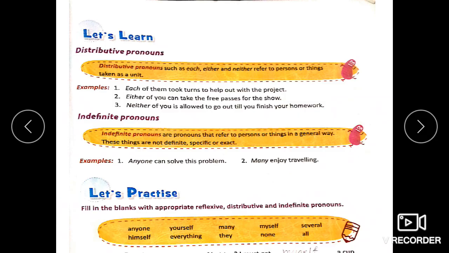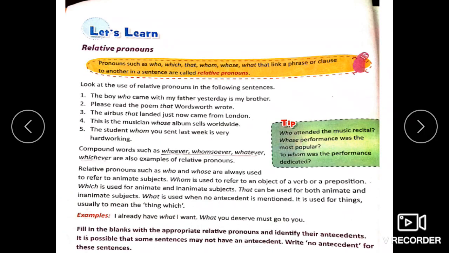Next, let us move on to relative pronouns. Relative pronouns, let me tell you, are very important, children. It is important because relative pronouns help us to join sentences, which will be a very important part of the English language, especially the grammar portion later in your higher classes.